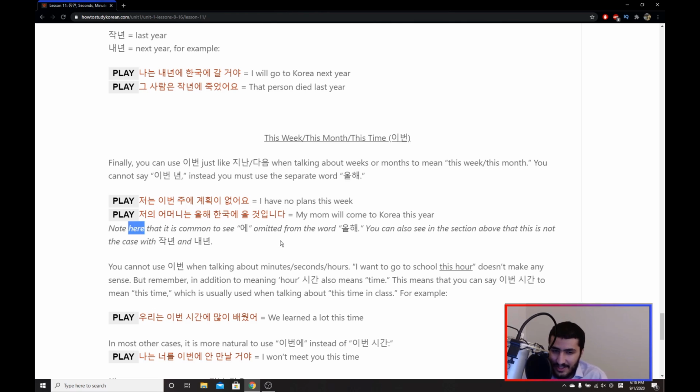Note here that it's common to see 에 omitted from the word 올해. You can also see the section above that it's not with 작년 or 내년. You cannot use 이번 when talking about minutes, seconds, hours. If you want to say, I want to go to school this hour, it doesn't make any sense. But remember, in addition to meaning hour, 시간 also means time. This means that you can say 이번 시간 to mean this time.